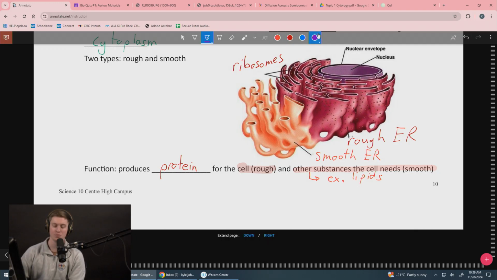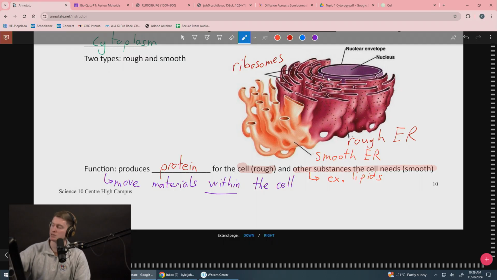They're also going to move materials around the cell and in and out of the nucleus. So I'm going to say here that they're going to move materials within the cell. It's a system of canals that kind of acts like a highway with little factories attached to it as well that are going to be making lipids, making proteins, and then moving them around inside the cell. It's attached to the nucleus because it will be moving things in and out of the nucleus as well.